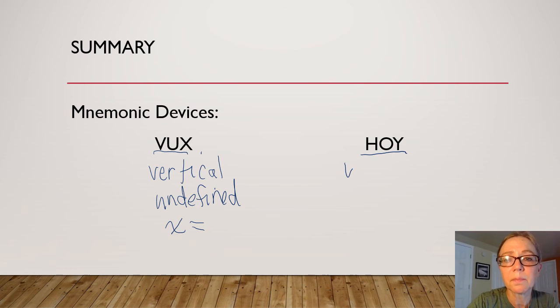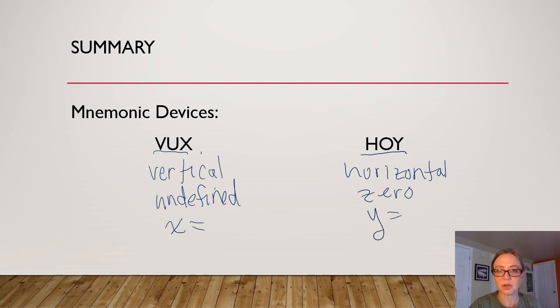In HOY, H is for horizontal. The O is really a 0, and the Y stands for the equation y =. Again, we'll understand the zero slope part in a later video.